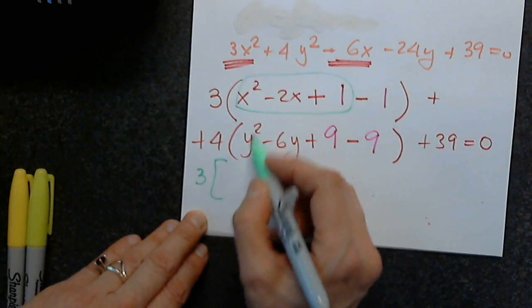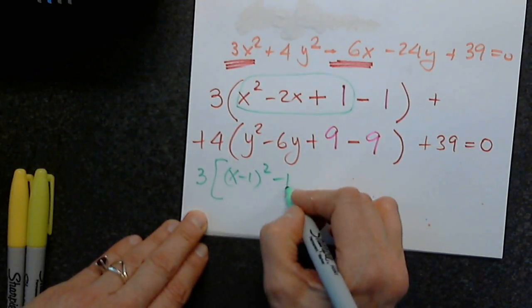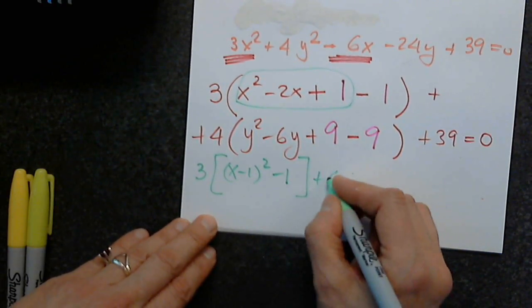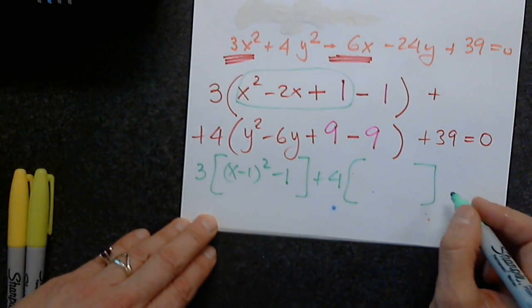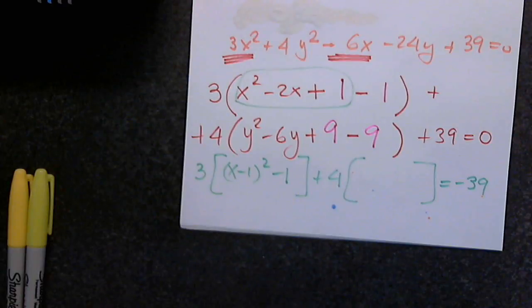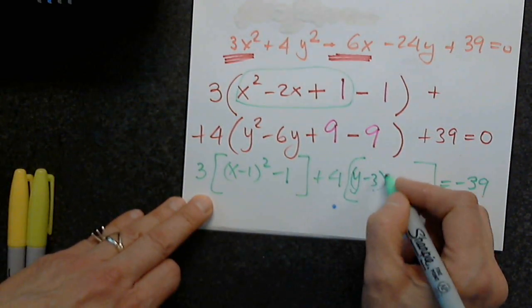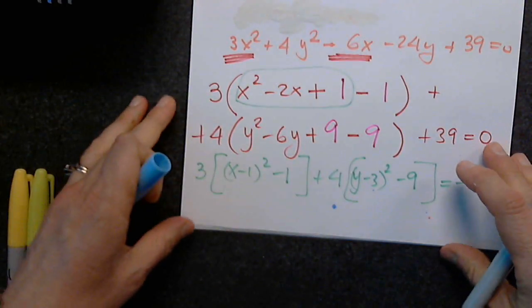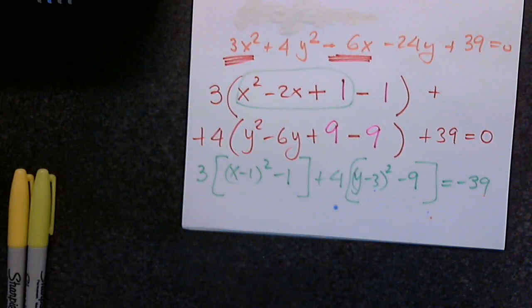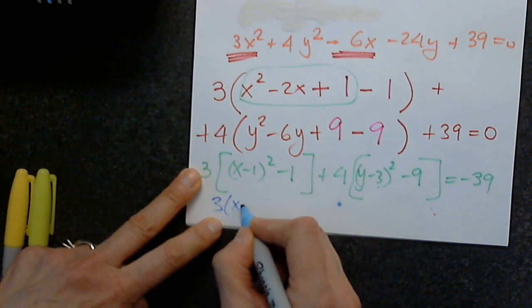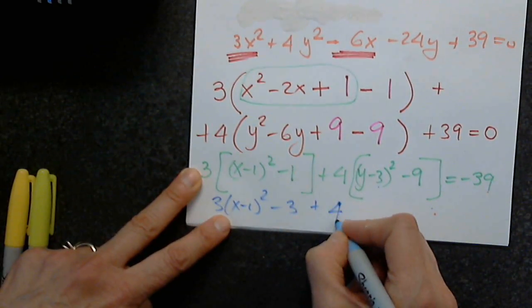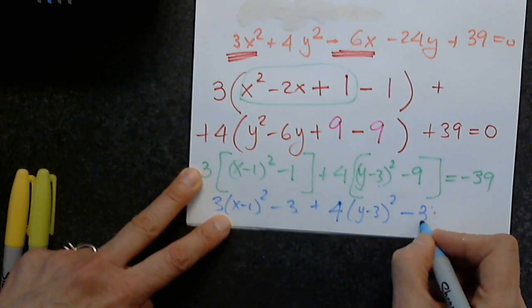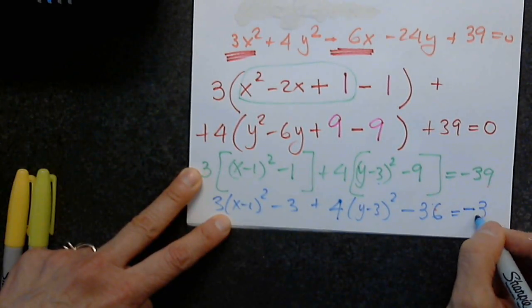All these 3. X minus 1, x minus 1, everything squared. Then I have to copy minus 1, close, plus 4. Now, what do we have in parentheses? And yes, we can move the 39 to the other side. Y minus 3, very good, squared, and minus 9. Now I have to remove the brackets slowly. What do I write when I remove the brackets now? 3 (x minus 1) squared. Minus 3. Very good. 3(x minus 1) squared minus 3 plus 4(y minus 3) squared minus 36 equals negative 39.